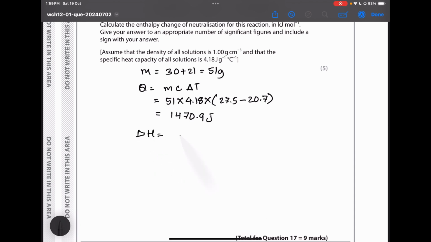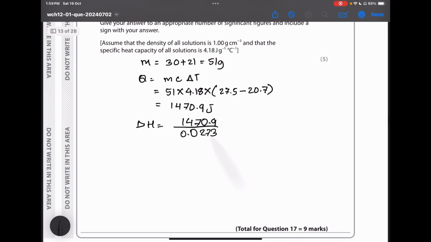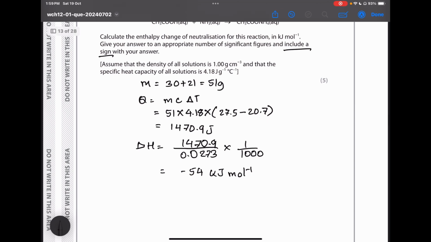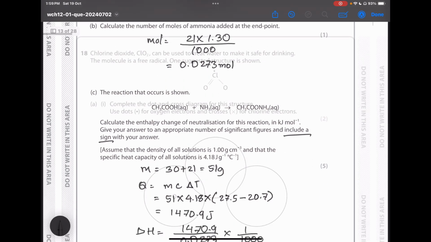Del H is energy, 1470.9 over moles. Moles was 0.0273, times 1 over 1000, just to get the value in kilojoule per mole. And the answer is minus 54 kilojoules per mole. We need to include a sign. You see, include a sign. Most of the students forget about this sign. This is an exothermic reaction, so we need to give a negative because the temperature was increased.